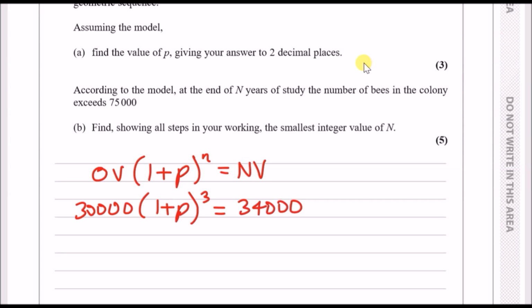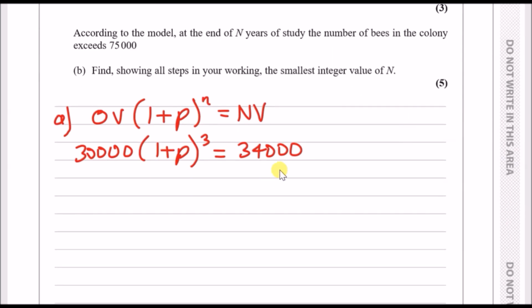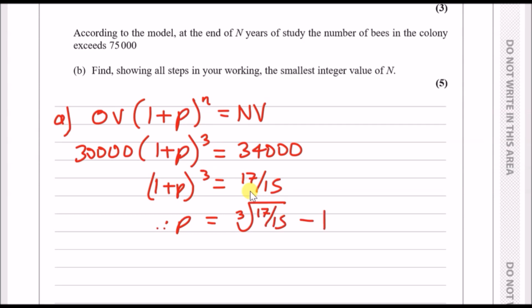And yeah, all you can do here, guys, is literally just rearrange and find the value of p. So to do that, I'll divide 30,000 across, so I'll be left with 1 plus p to the power 3. Well, 34,000 over 30,000 just simplifies to 17 over 15. And then you could find the cube root of this, and then subtract 1.